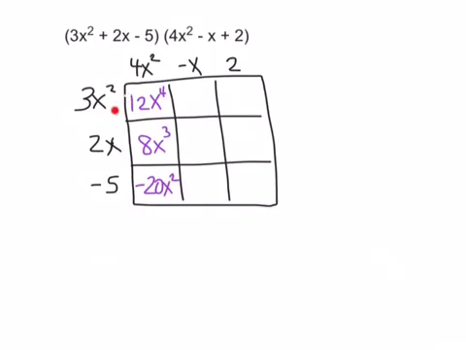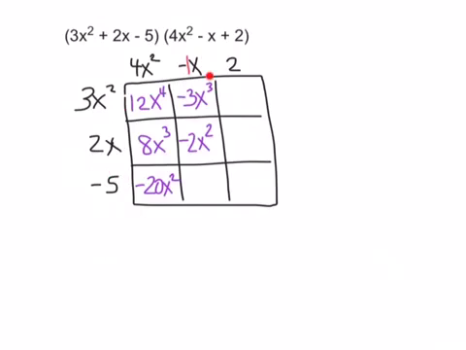Okay, now we're going to go ahead and do 3x squared times negative x. Notice if you wanted to put a negative 1x there, you could, if it makes more sense to you. So 3 times negative 1 is negative 3. And we have the x squared times the x. So x times x times x is x to the 3rd. 2x times negative 1x is negative 2x squared. X times x, so negative 2x squared.